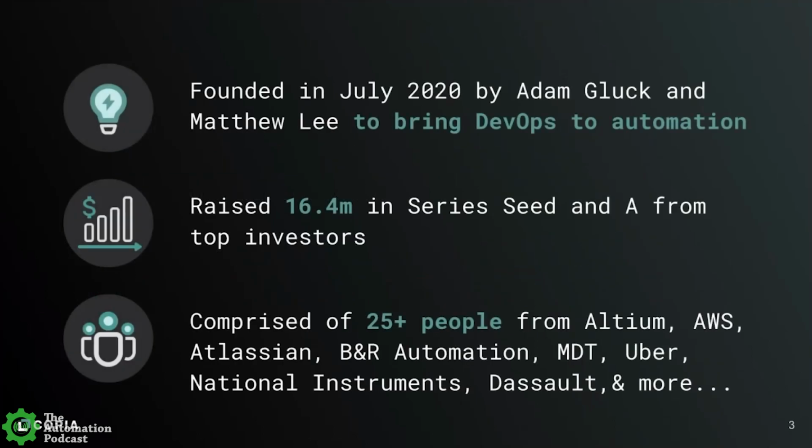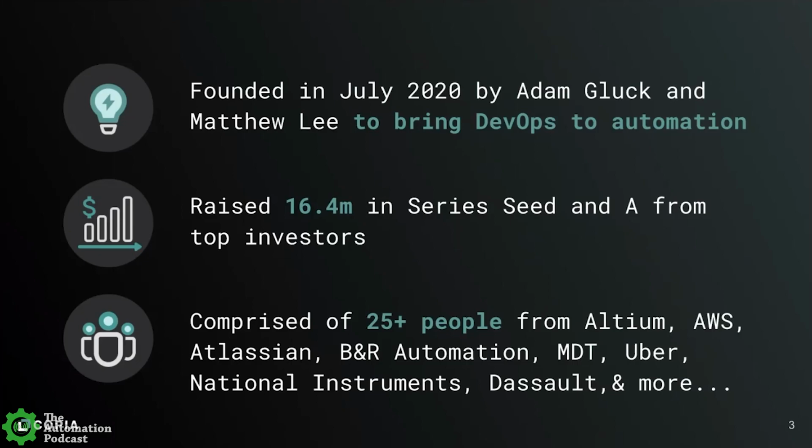As for our background, we've been around for a little bit over 2 years now. It was founded by me and Matt Lee, and the goal was really to bring these best practices to automation. Since then we've raised quite a lot of money: $16.4 million in Series C and A funding from top investors who've invested in numerous companies in the industrial space. Our company is currently 25 to 30 people, from a good mixture of IT and OT companies.